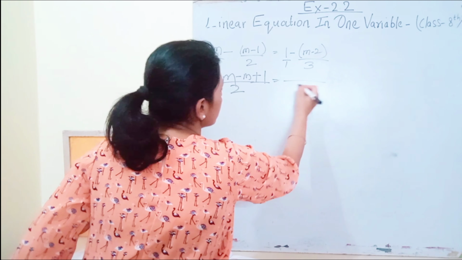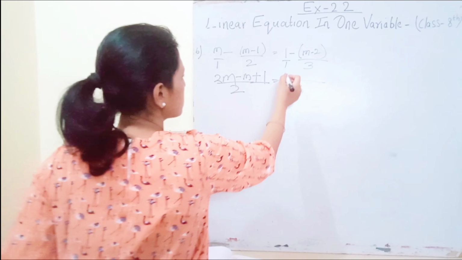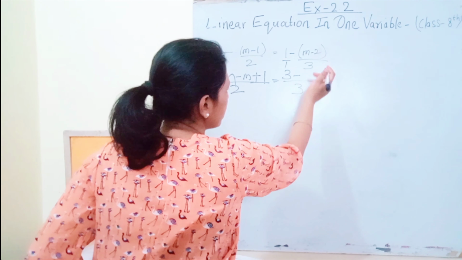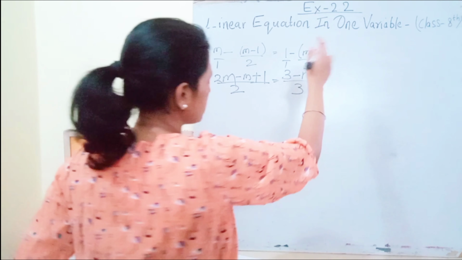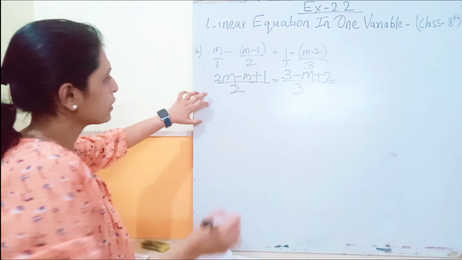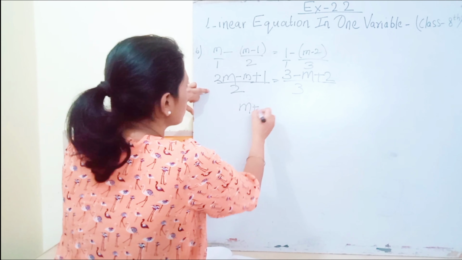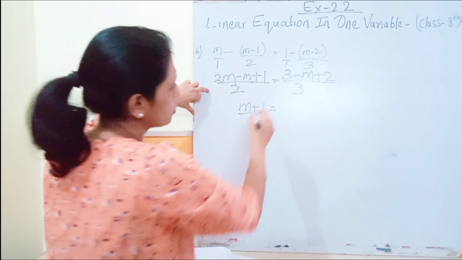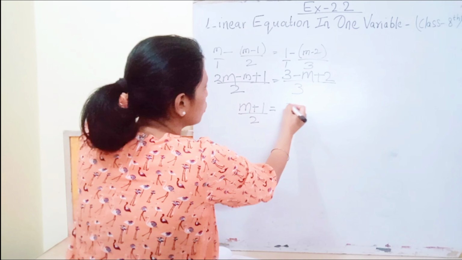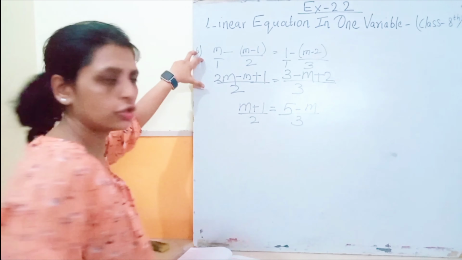here also we will take the LCM, 3. In 1's table 3 comes 3 times, so 3 will be multiplied in the numerator, minus, when we open the bracket, so minus plus minus minus, it will become minus m, and minus minus will become plus 2. Now 2m minus m is plus m, plus 1 upon 2 is equal to 3 plus 2, because these are the constant terms, so you can add them. So 3 plus 2 is your 5, 5 minus m upon 3.